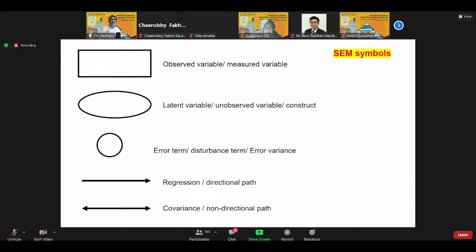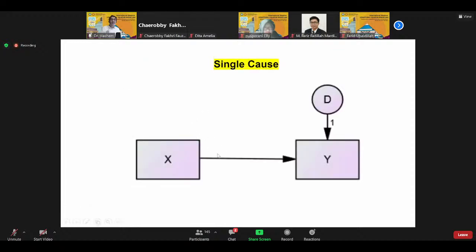The symbol is an oval, and then also a circle, right? And then you can see one-direction arrow is called the regression, and a double arrow or two-way arrow is called the covariance or correlation between two latent variables or two measurement variables. So these are the main symbols of structural equation modeling, right?